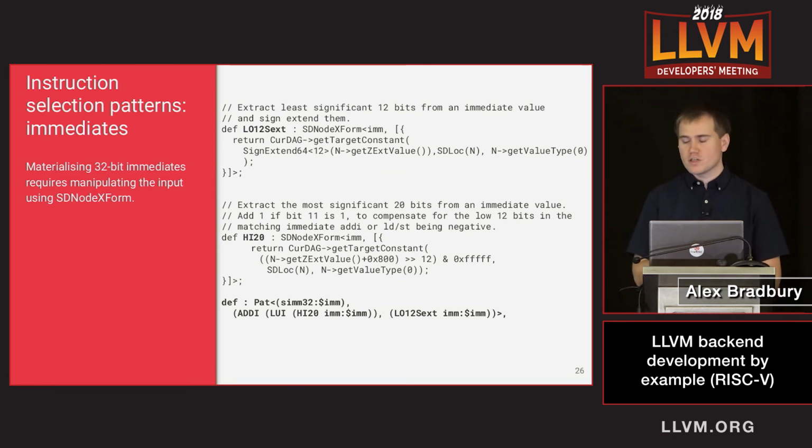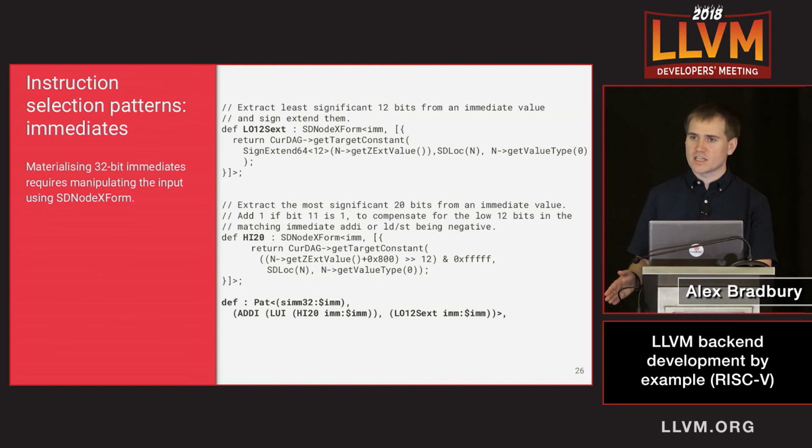Now, for 32-bit immediates, it gets a little bit more involved. So let's start at the bottom with the core instruction selection pattern. In this case, we have a 32-bit immediate as our input, and in RISC-V that's handled with two instructions. You have LUI, load upper immediate, which handles the top 20 bits, and you have ADDI, which handles the bottom 12 bits.